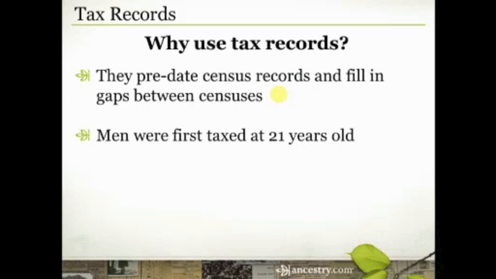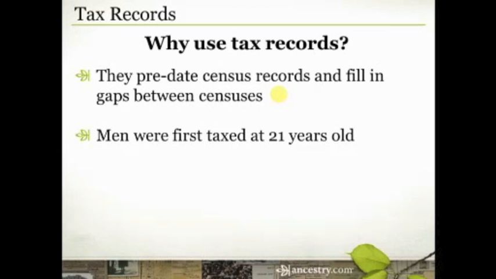Most men were taxed first when they were 21 years old. So besides just giving us information about who lived where and what was taxed, it also helps us narrow in on ages. If you see a man in the tax records, and then all of a sudden one year, there is another man with the same name who shows up right next to him, it's very likely that that is a son that aged into being taxable.